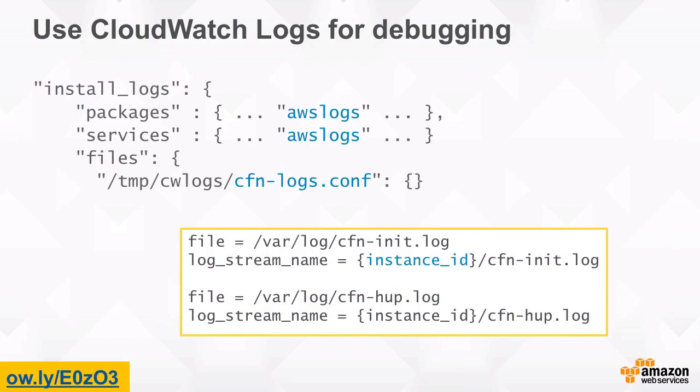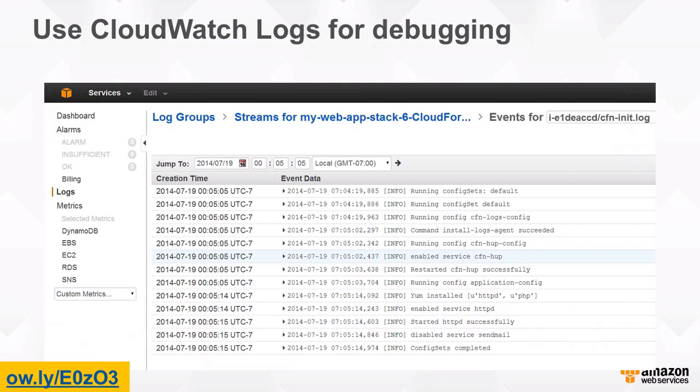Now, debugging CFN Init, a good way to do this is to use CloudWatch Logs, a new feature of CloudWatch, and you can use CFN Init to install the AWS Logs package, as you can see here at the top of the slide. And then you can provide a file called cfnlogs.conf, which CloudWatch Logs will use, and within that you can tell it which logs to send to CloudWatch Logs. And CloudWatch Logs will then give you this nice dashboard that allows you to visualize all the logs when CFN Init is running.